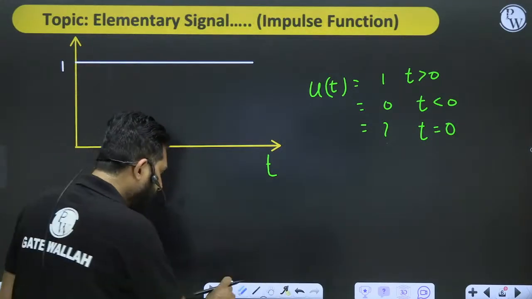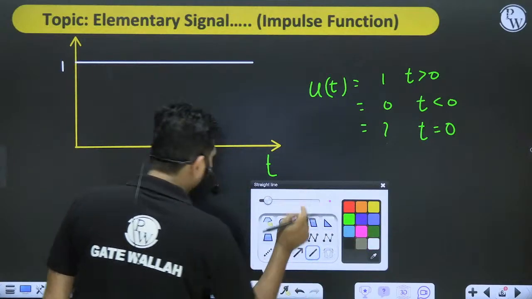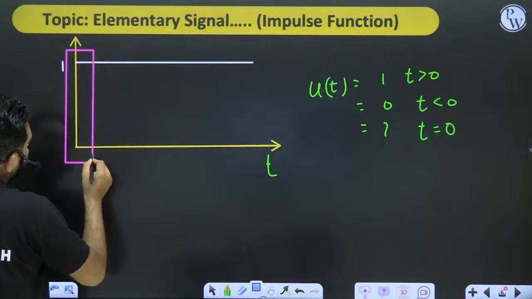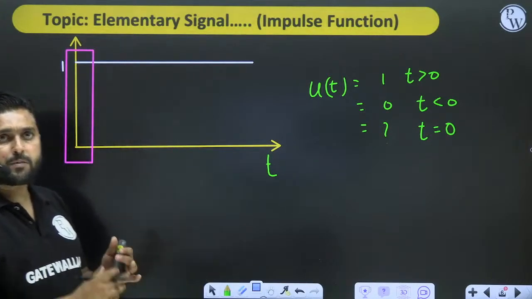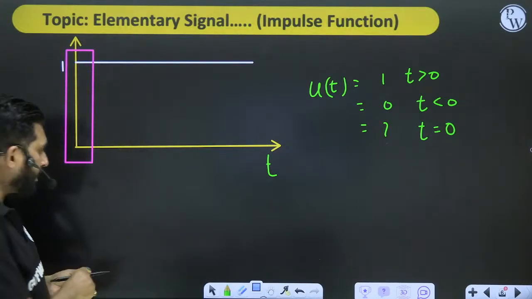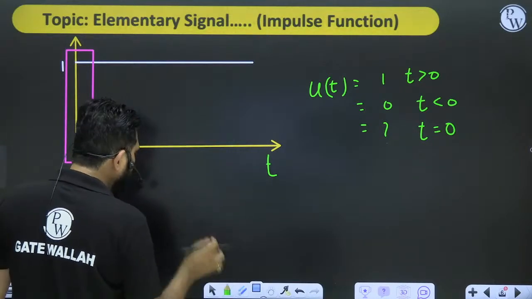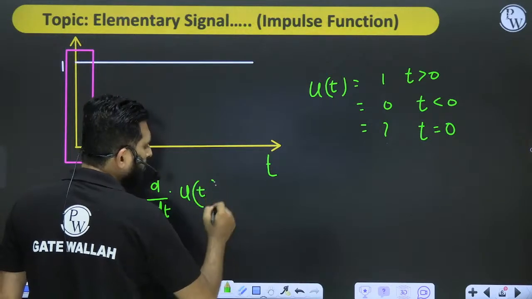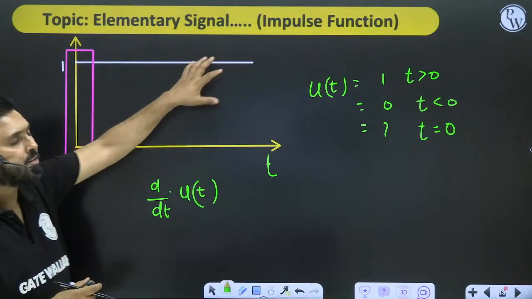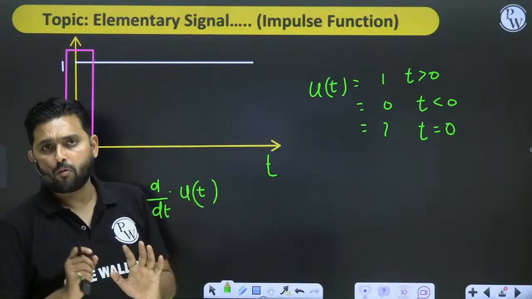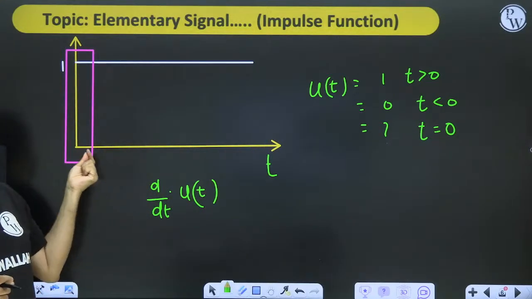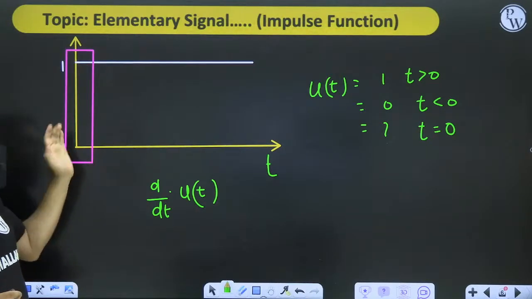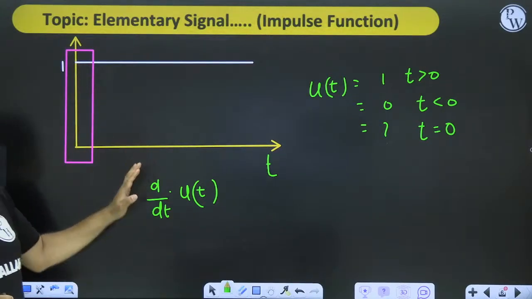But suppose someone asks you, sir, can you find out what is d by dt of the function at this point, at t equal to 0? What is d by dt of u(t)? See, this is a constant one, so the derivative of a constant is 0, that I know. But since the function itself is not defined at t equal to 0, what is the derivative of this function at t equal to 0? Listen carefully.